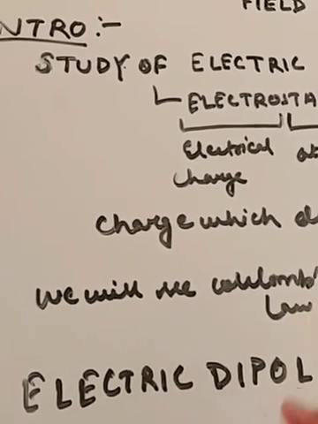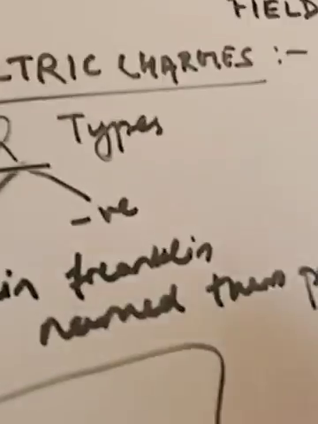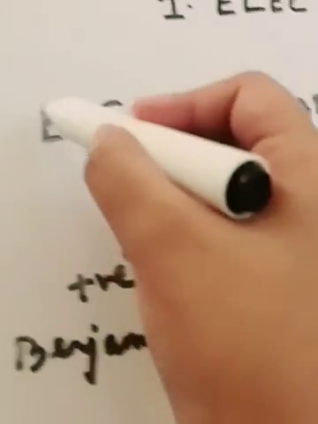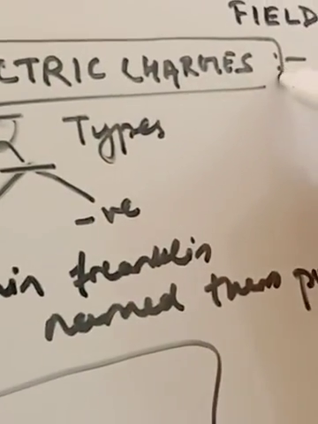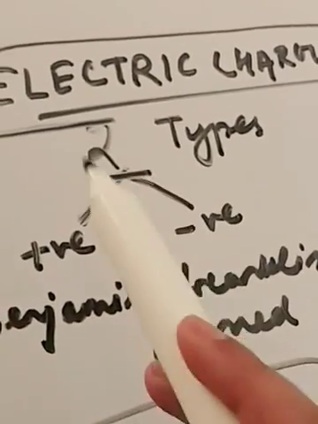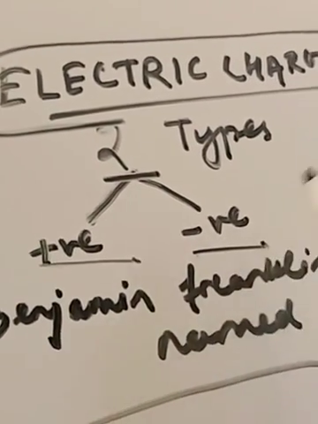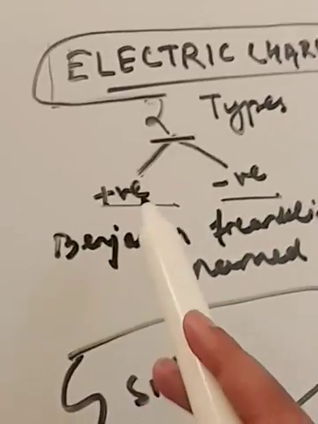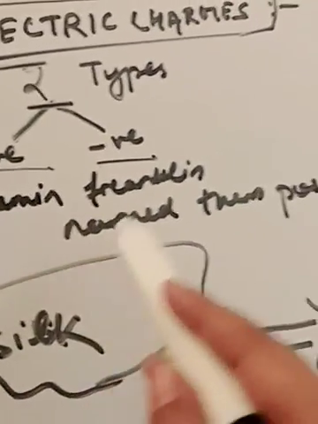Now we'll go to the second part, that is electric charges. Now we will read about electrical charges. These are of two types. One is positive and the other one is negative. How do we name them? Positive and negative. The scientist Benjamin Franklin named them positive and negative.